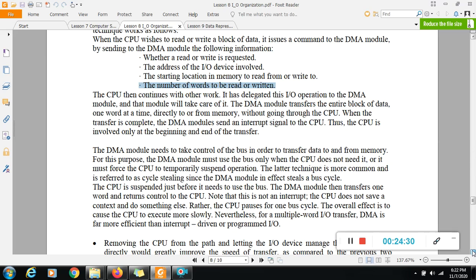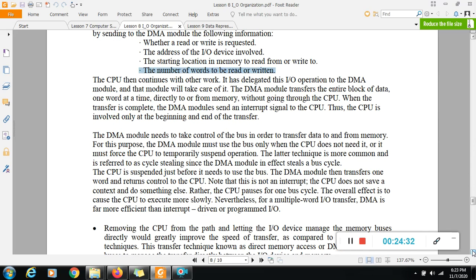The DMA module needs to take control of the bus in order to transfer data to and from memory, for sure, because it is transferring using that bus. For this purpose, the DMA module must use the bus only when the CPU does not need it, or it must force the CPU to temporarily suspend operation, what we call an interrupt. The latter technique is more common and is referred to as cycle stealing.